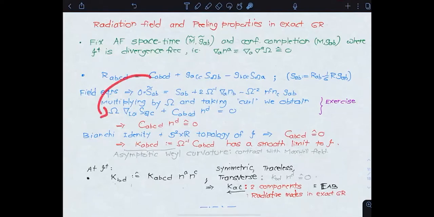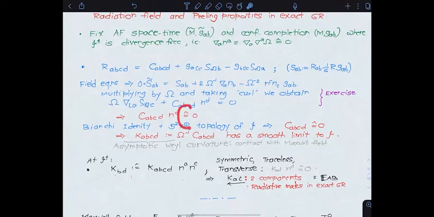So when I do that, this is an exercise. I will find that omega times grad S plus C_abcd n^d equal to 0. But of course, on Scri, if I take the limit to Scri, because of this omega, this goes away, and I find that most of the Weyl tensor is equal to 0. So almost all of the Weyl tensor is 0, in the sense that the Weyl tensor contracted with n is equal to 0.